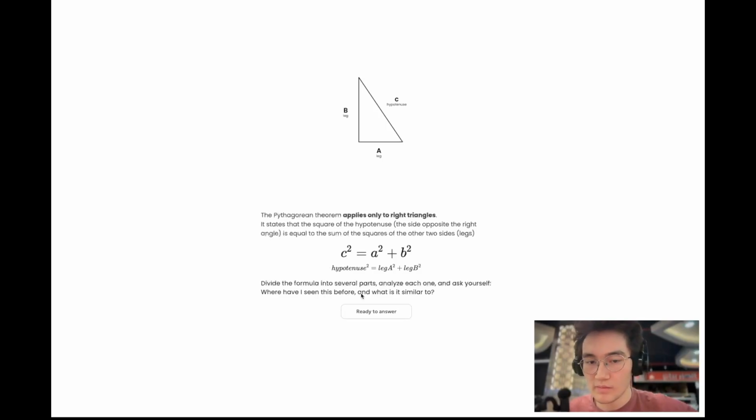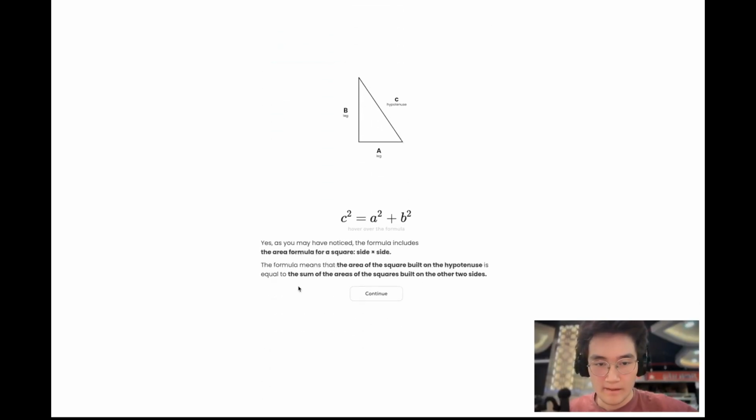Divide the formula into several parts, analyze each one, and ask yourself, where have I seen this before and what is it similar to? So, okay, here's the formula, and if we divide it, yeah, obviously it's the area of a square. Okay, let's continue. So yes, as you might have noticed, the formula includes the area formula for a square, side multiplied by side. The formula means that the area of the square built on the hypotenuse is equal to the sum of the areas of the squares built on the other two sides.